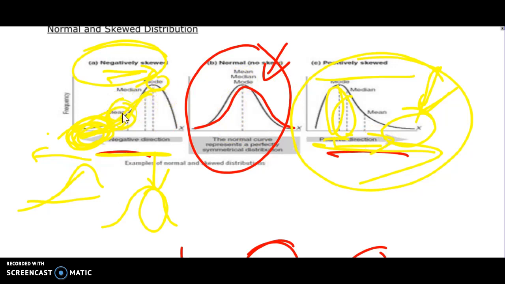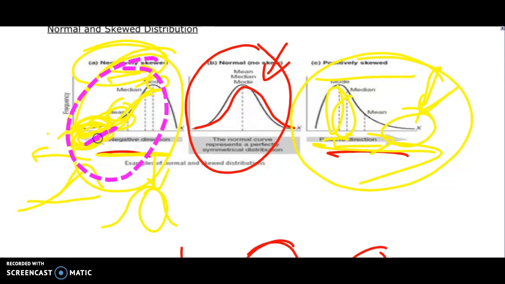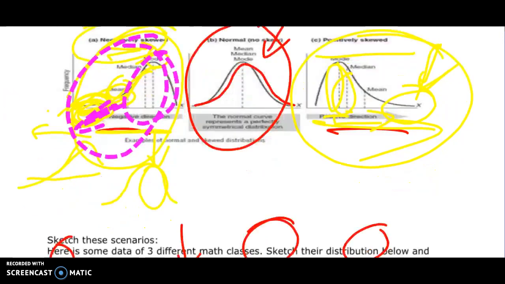To tell you the truth, negative skew is what I tend to have in classes, and the reason is attendance. These are the kids that attend, and then I get pulled down by the kids that kind of stop showing up, and their averages get pulled down.